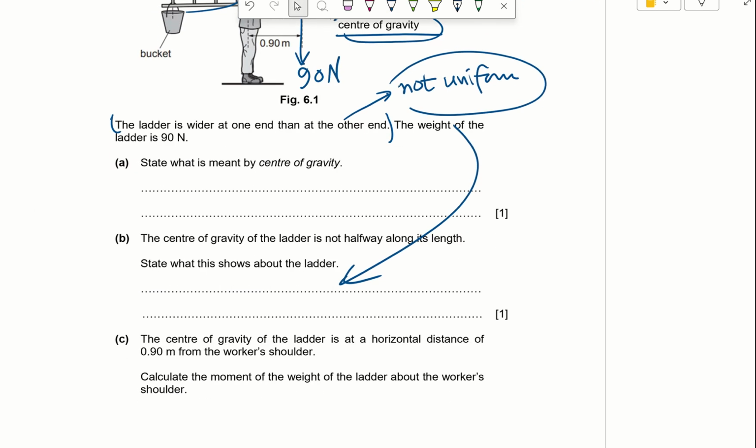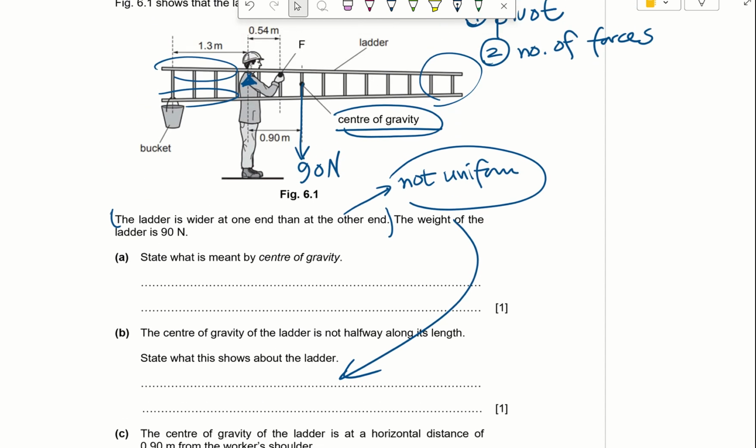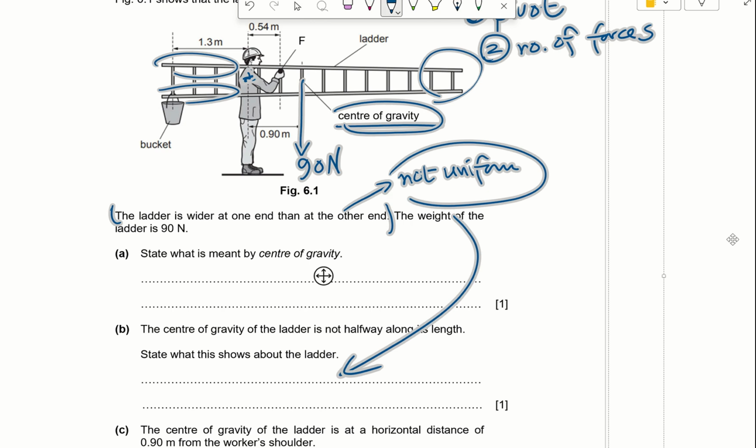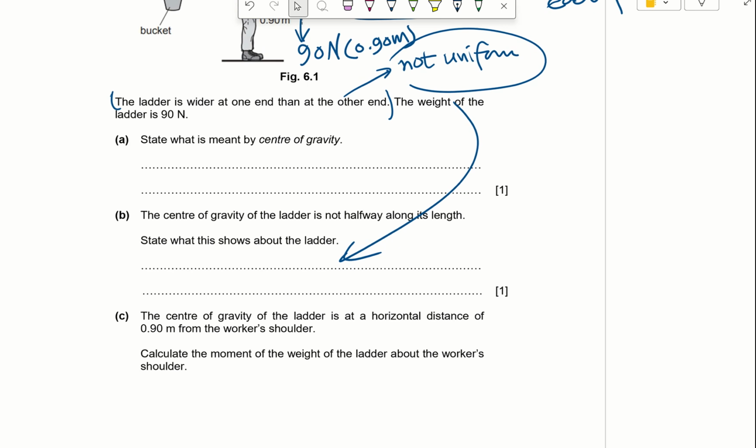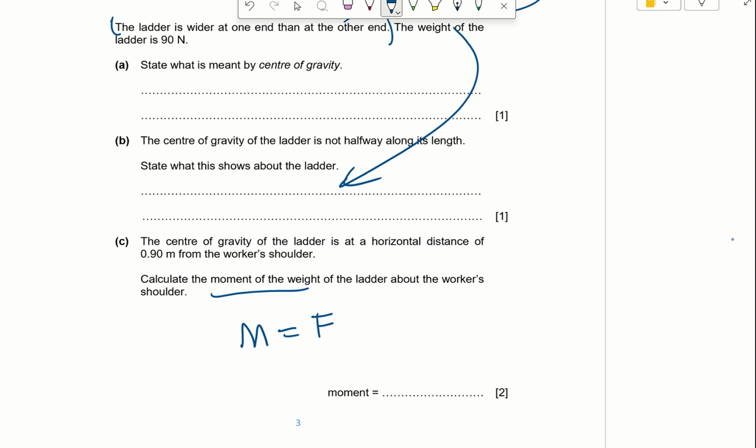Now, center of gravity of the ladder is at a horizontal distance of 0.9 meters from the worker's shoulder. So this is the perpendicular distance for this 90 Newton, right? Because step 3 is you need to know the perpendicular distance of each force. They want us to calculate the moment of the weight of the ladder about the worker's shoulder. Simple. Moment equals force times perpendicular distance, and the force is 90 Newton multiplied by 0.9. That means I'll get 81 Newton meter.